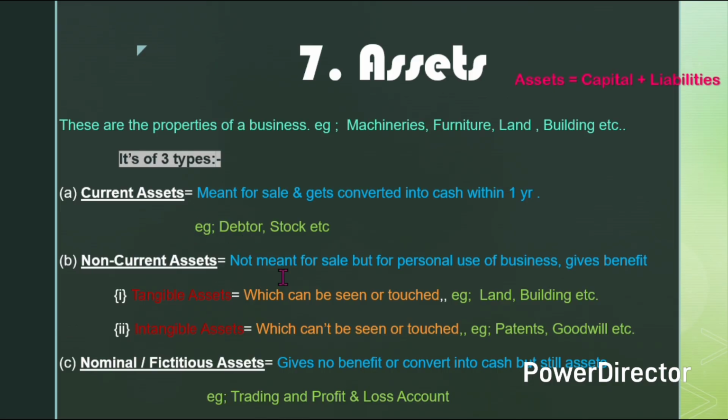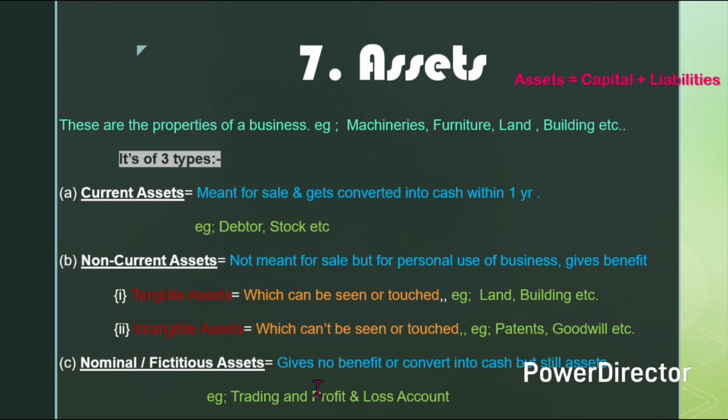Non-current assets give us long-term benefit and they are not for selling purposes. They are of two kinds: tangible assets and intangible assets. Tangible assets can be seen or touched, like land and building, and intangible assets can't be seen or touched, like patents, goodwill, and also we can include honesty of employees and managers. Third, we have nominal asset, which is also called fictitious asset.